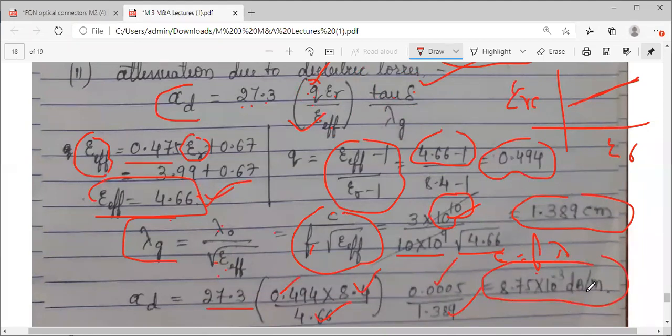8.75 into 10 raised to -3 decibel. I think it is per centimeter. Please verify the answers. Okay, correct me if I'm wrong.